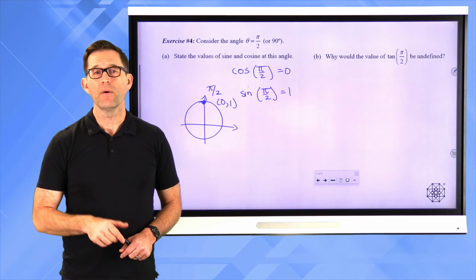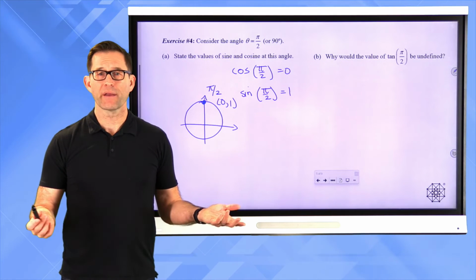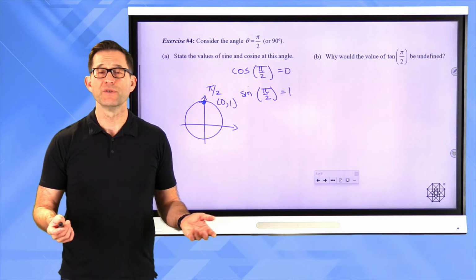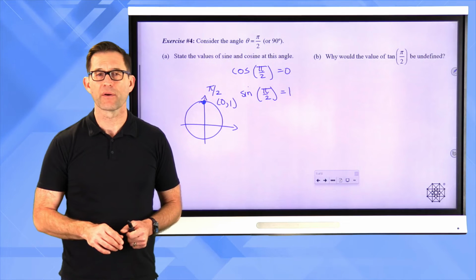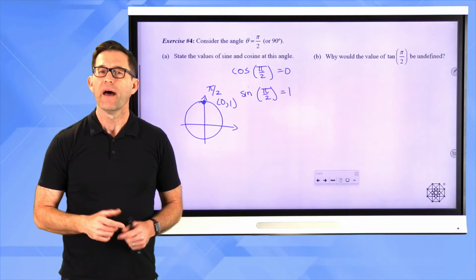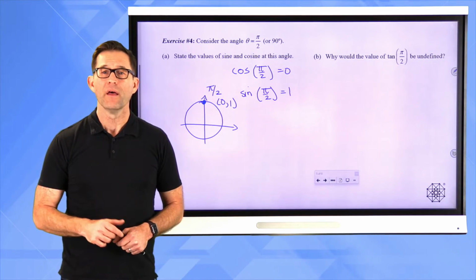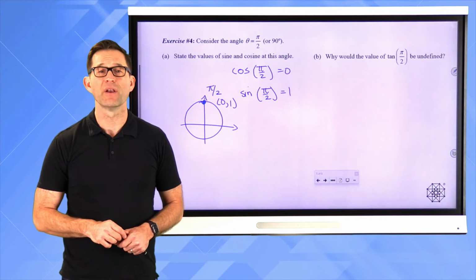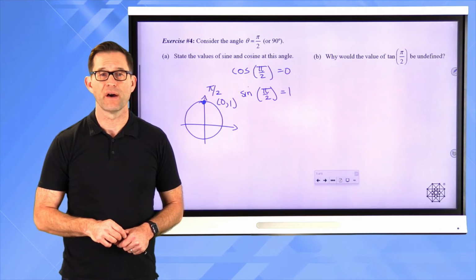All right, well, pause the video now. Try to figure out what the tangent of pi over 2 is using the definition, not using your calculator, although we'll look at that in a moment, and then see if you can think about why the tangent of pi over 2 would have to have an undefined or non-existent value.